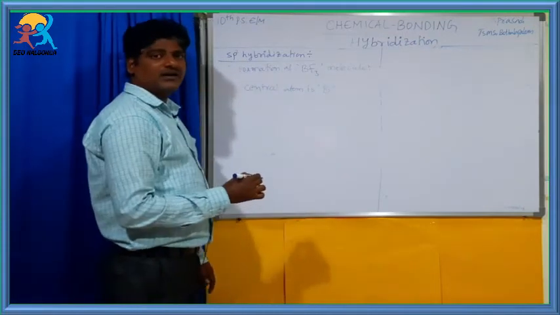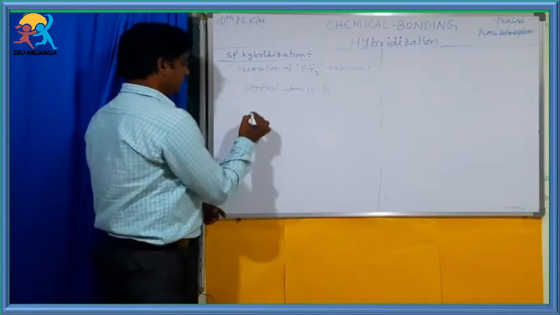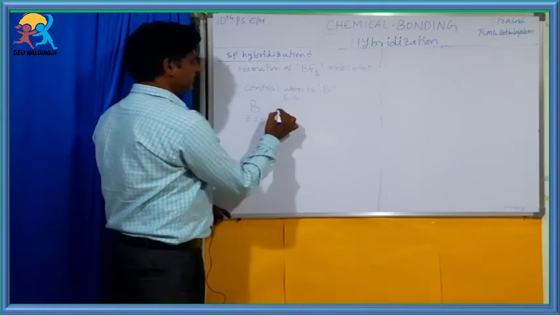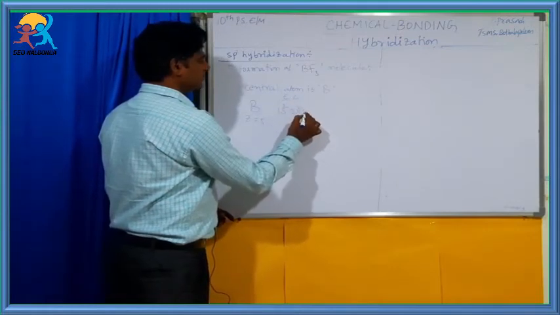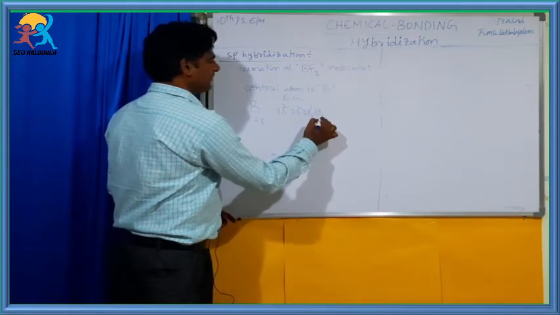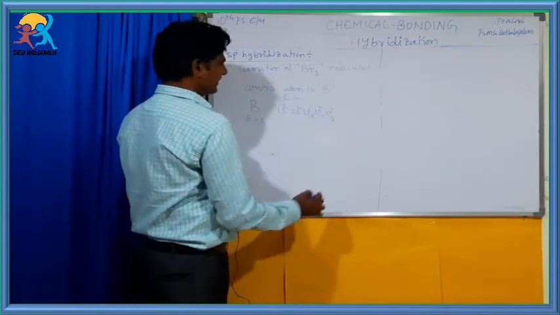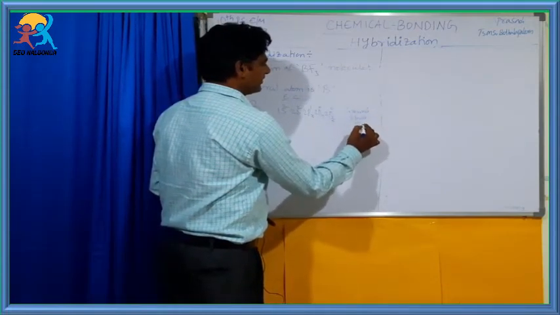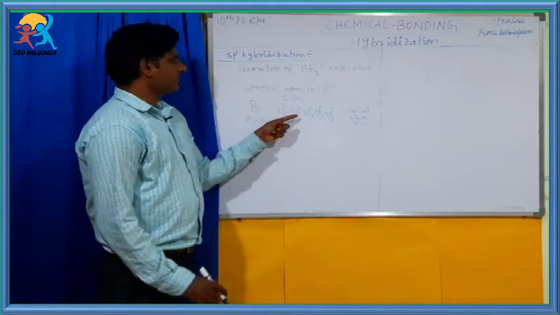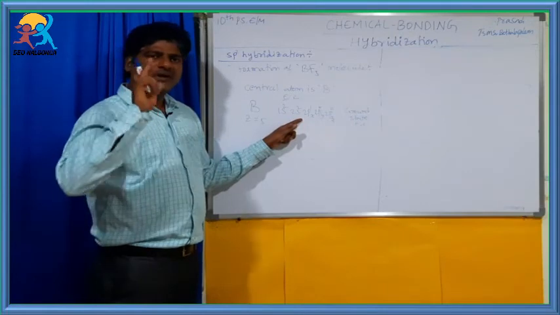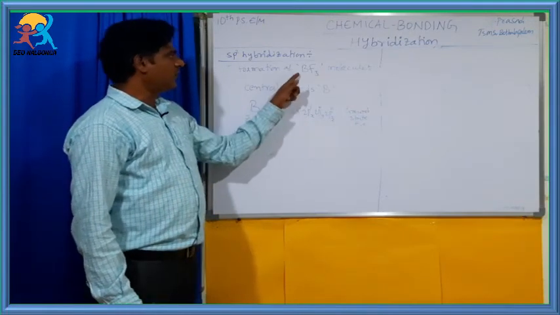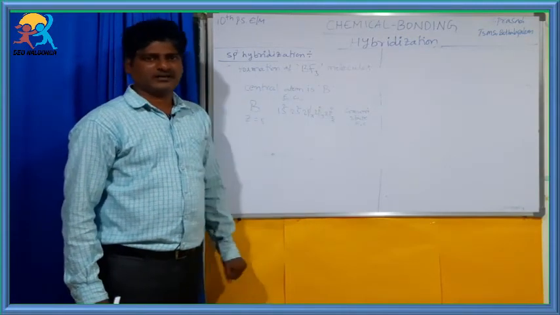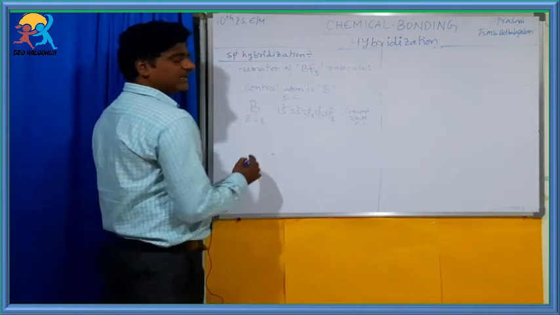Now we have to see the electronic configuration of boron. Boron's atomic number is 5, and its electronic configuration is 1s2, 2s2, 2px1, 2py0, 2pz0. It is called the ground state electronic configuration. Here the boron atom has one unpaired electron, but boron forms three bonds, so it requires three unpaired electrons. For that, it goes to the excited state.